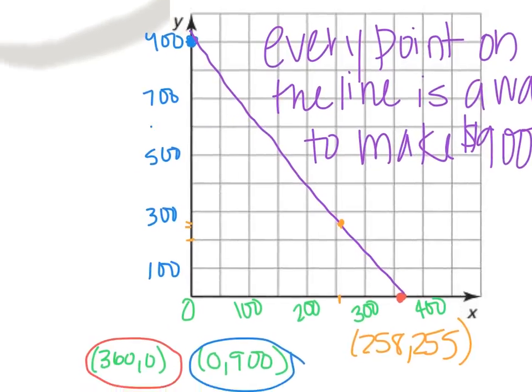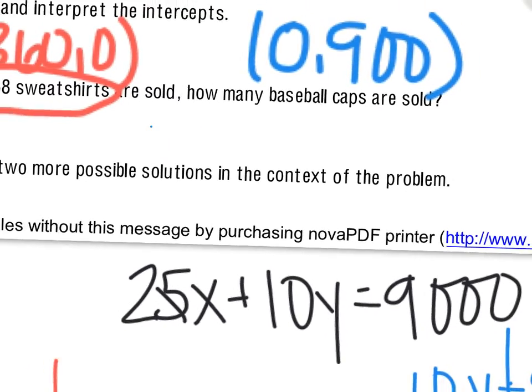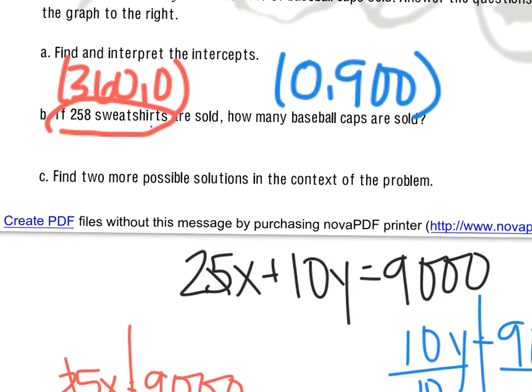So for this last part, part D here, it says that you need to find 2 more possible solutions in the context of this problem. So you need to find 2 more sets of numbers, a number of sweatshirts and a number of hats that will cost $9,000. That's your final task.